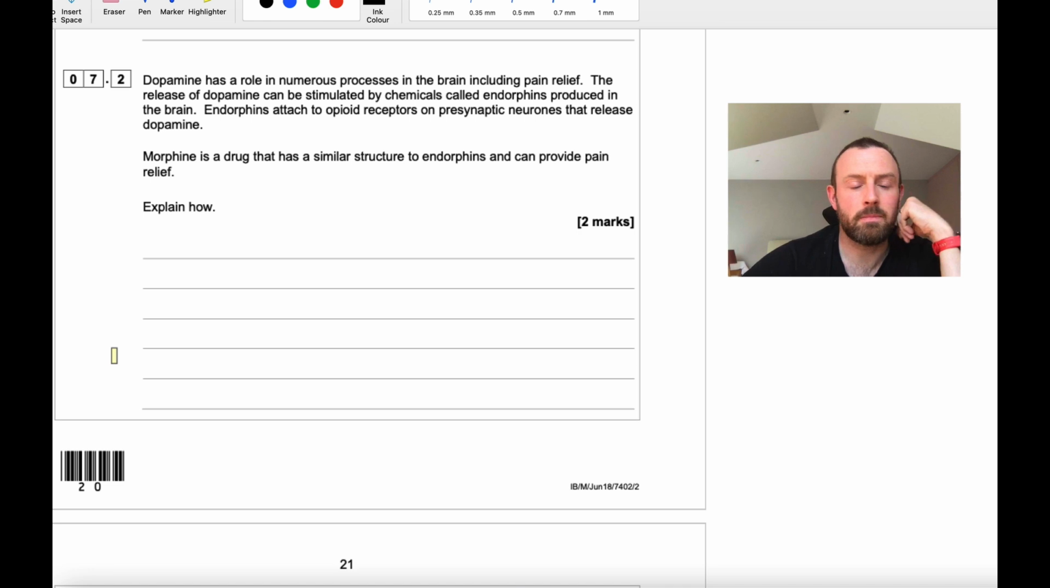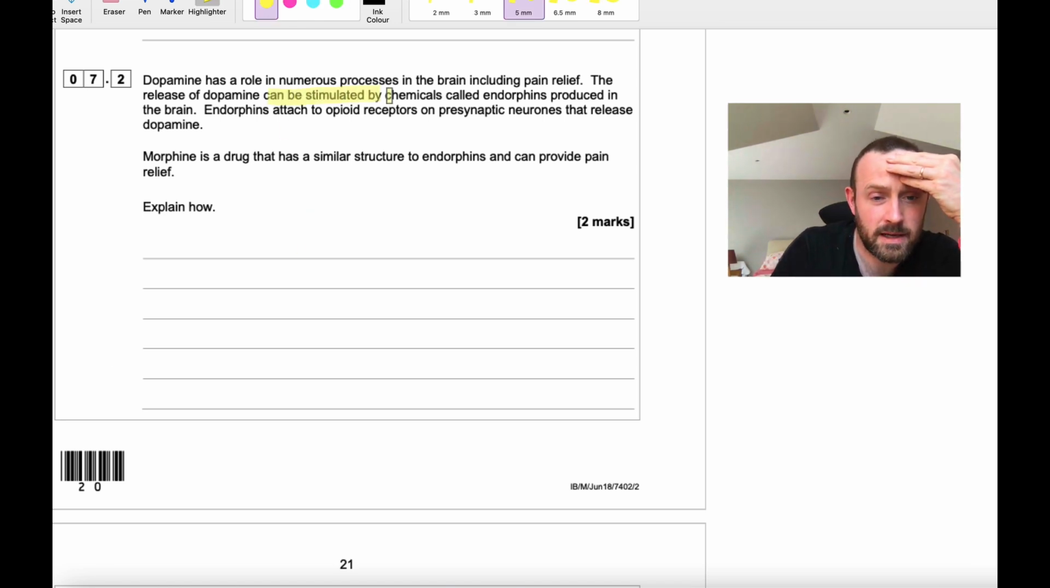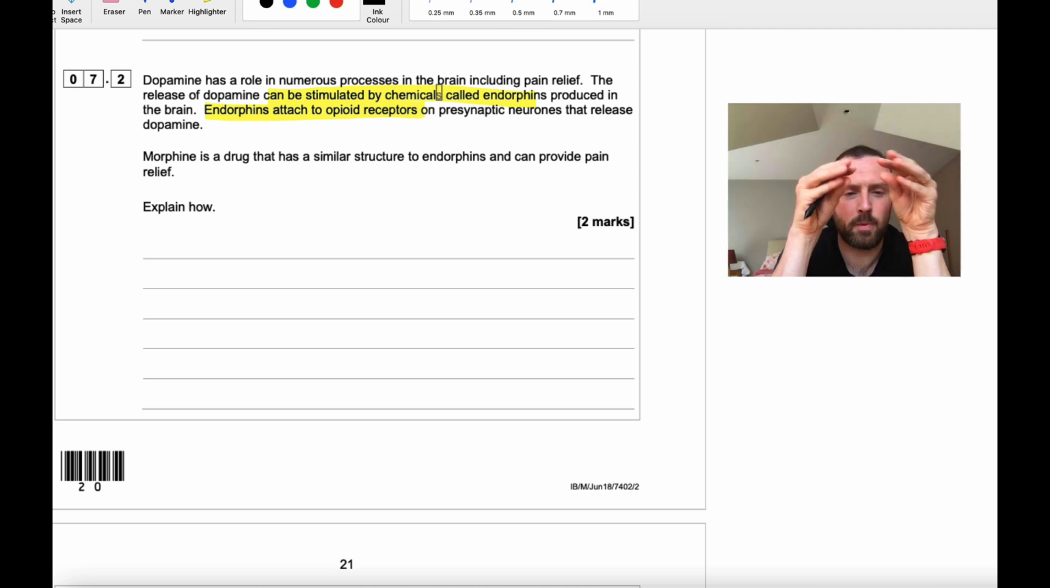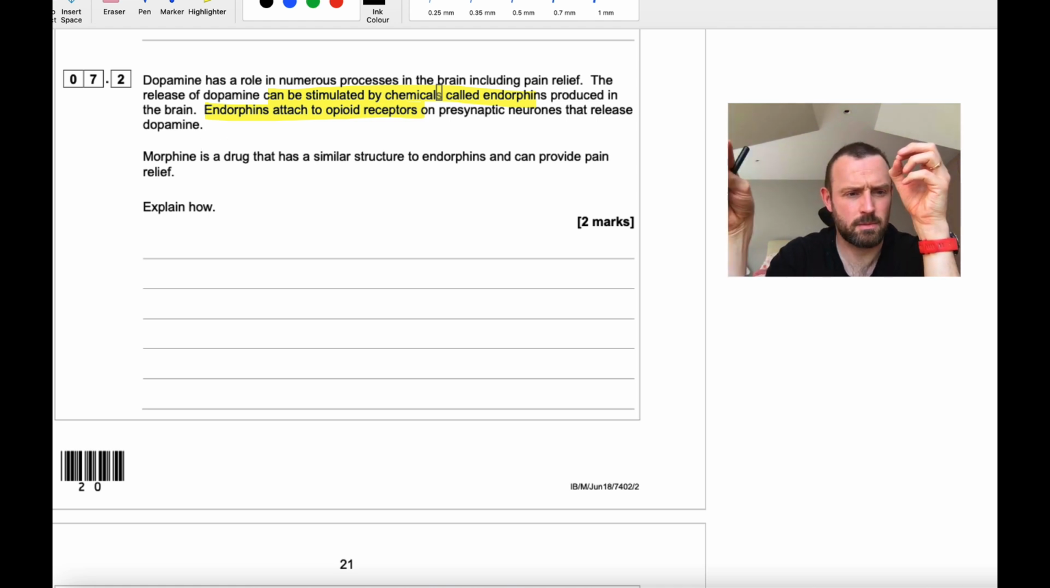Question 7.2. Dopamine has a role in numerous processes in the brain, including pain relief. The release of dopamine can be stimulated by chemicals called endorphins produced in the brain. Endorphins attach to opioid receptors on presynaptic neurons that release dopamine. Let me read that again. The release of dopamine can be stimulated by chemicals called endorphins. So endorphins attach to opioid receptors on presynaptic neurons, and then that causes them to release dopamine.